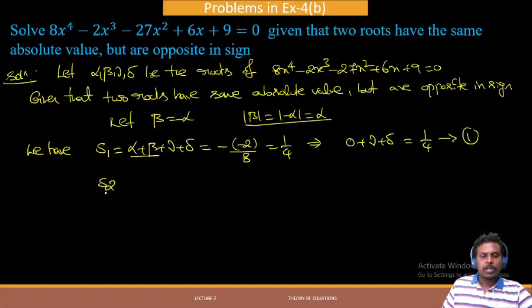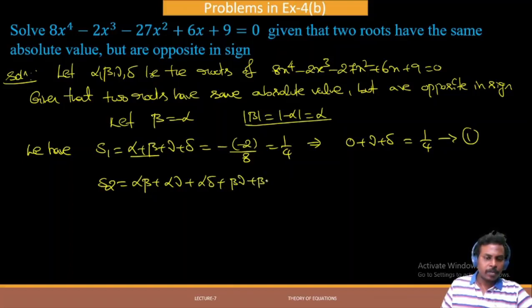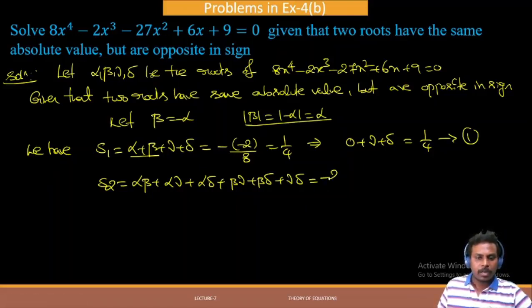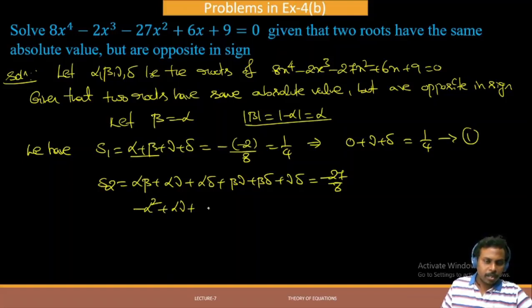Now what is S2? S2 is anyway known to you: alpha beta, alpha gamma, alpha delta, beta gamma, beta delta plus gamma delta. So this is equal to minus 27 divided by 8. Okay, so let me substitute beta is equal to minus alpha. So this becomes minus alpha square plus alpha gamma, and alpha delta will be as such. This is minus alpha gamma. This is minus alpha delta plus gamma delta is equal to minus 27 by 8.